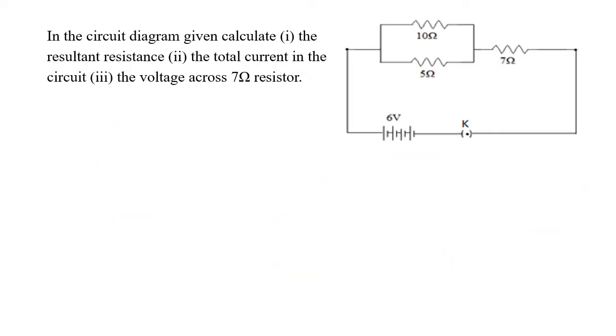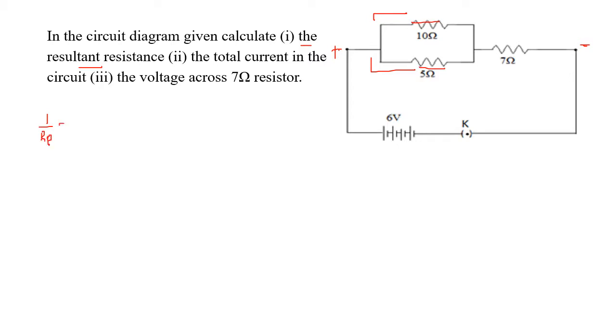One more numerical to see. Now this is a little mixed diagram. First we have to find the resultant resistance. Okay, so what you can see, this is the positive part, this is the negative part. Here there are 2 directions for the current to flow. So these 2 are in parallel. So first we'll find the parallel.